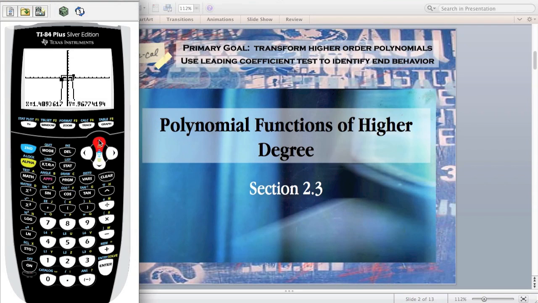In this case, an M because it's upside down. But I can't quite see the peaks on those. There we go. Perfect. So we're going to use our max and min features here. So I'm going to press second, trace, and I'm going to use my minimum. We'll do 3, and I kind of have an idea what my minimum is, but let's just confirm that. I think it's 0, 0, and it is because that's one of my zeros.